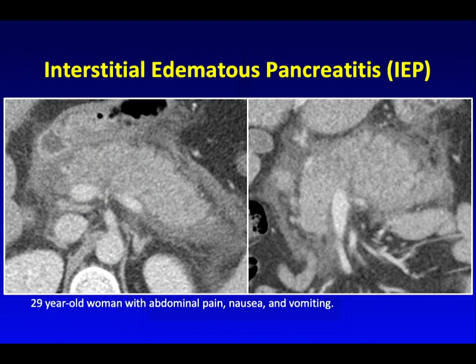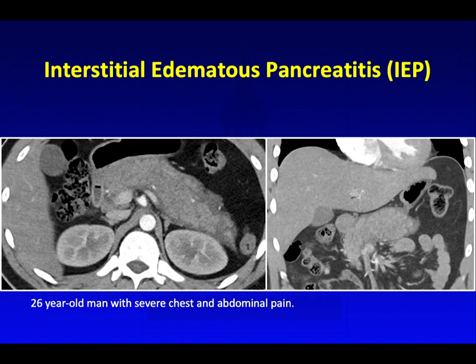So this is a very classic example of interstitial edematous pancreatitis, in which you have this very edematous appearance of the pancreas and all that peripancreatic soft tissue stranding and free fluid. And notice that the whole pancreas enhances very homogeneously throughout.